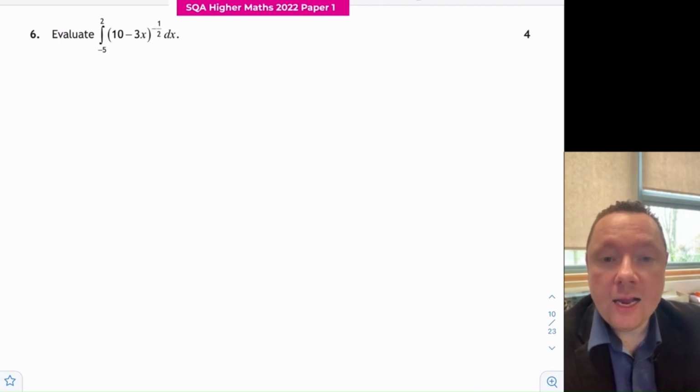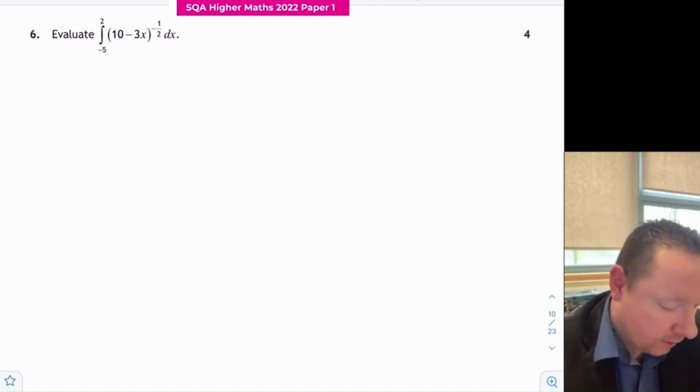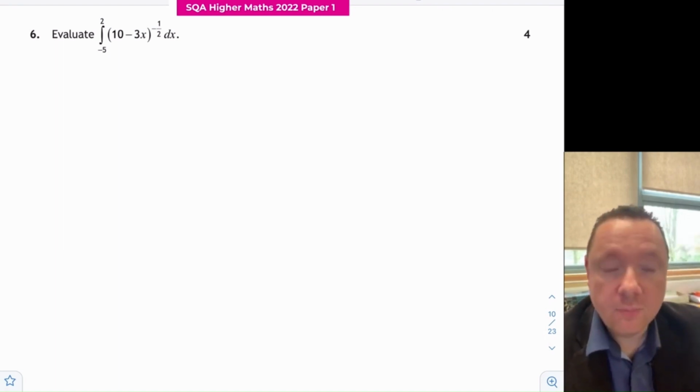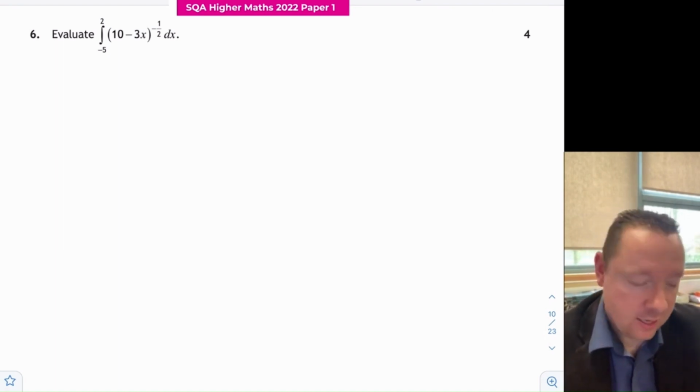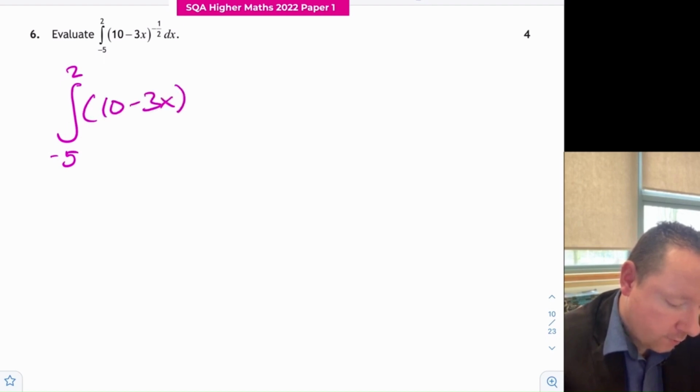SQA Higher Maths 2022, Paper 1, Question 6. Integrate between -5 and 2, 10 minus 3x to the power of -1/2 dx. Okay, let's start working on this. So we've got the integral of -5 and 2 of 10 minus 3x to the power of -1/2 dx.